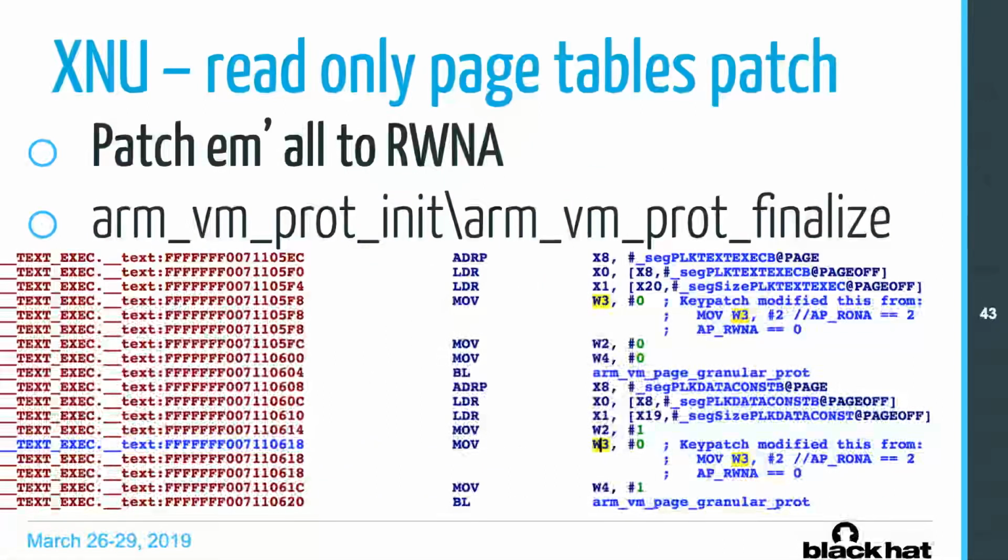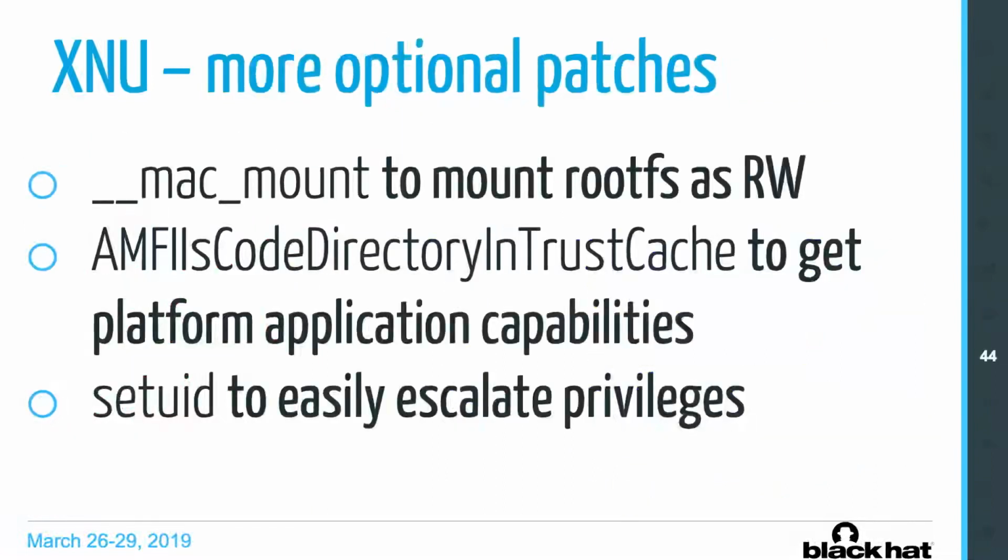But if we can patch a kernel, we can disable it during, like, rmvm prod init or rmvm prod finalize. In my case, I just remap all the region to be readable, writable, and executable. A few more things that we can patch. It's not really required, but it's a nice one.